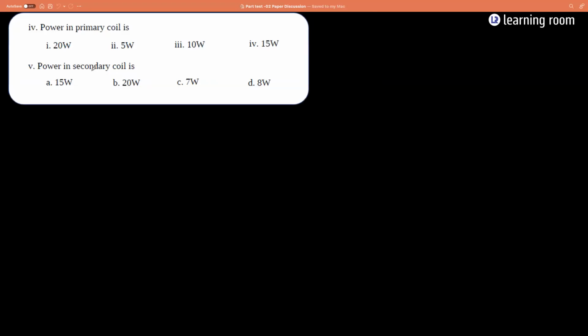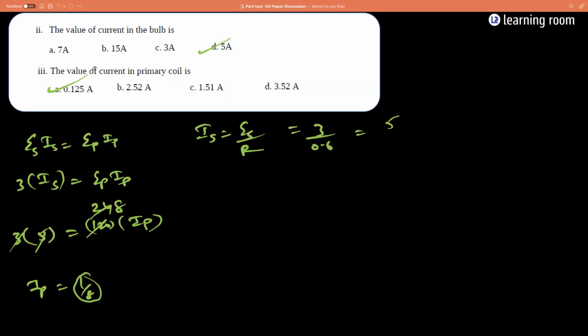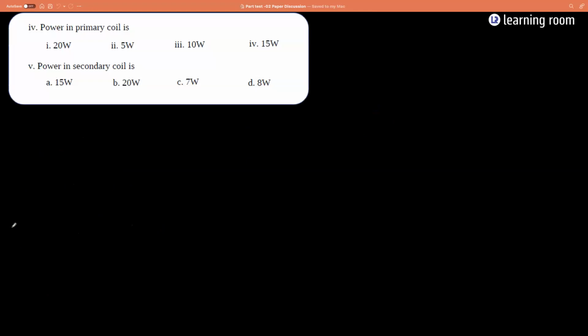Power in the primary coil. Multiply both. 3 into 5, 15 is the answer. Power in the secondary coil, same, 15. Because in an ideal transformer, there is no power loss.